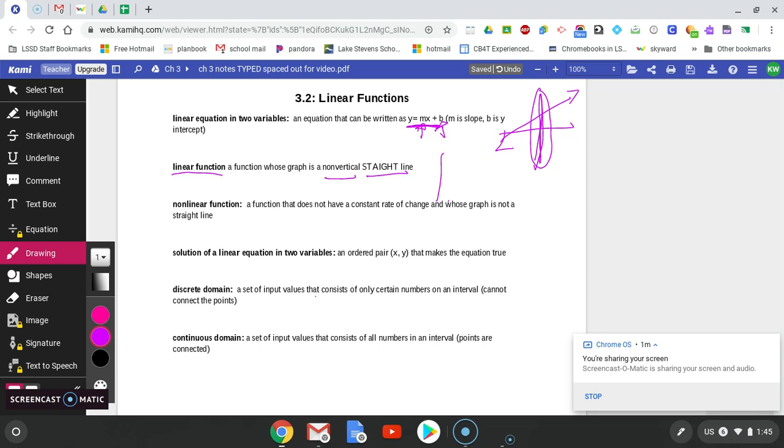A nonlinear function is going to be when it is a function, but it isn't a straight line. Anytime you have a curved line, that could still be a function because it passes my vertical line test, but it's not linear, it's not a straight line. So our solutions to a linear equation: anytime you have y equals mx plus b, your solution is going to be both what x and what y are. So we're looking for a coordinate point that makes it true.